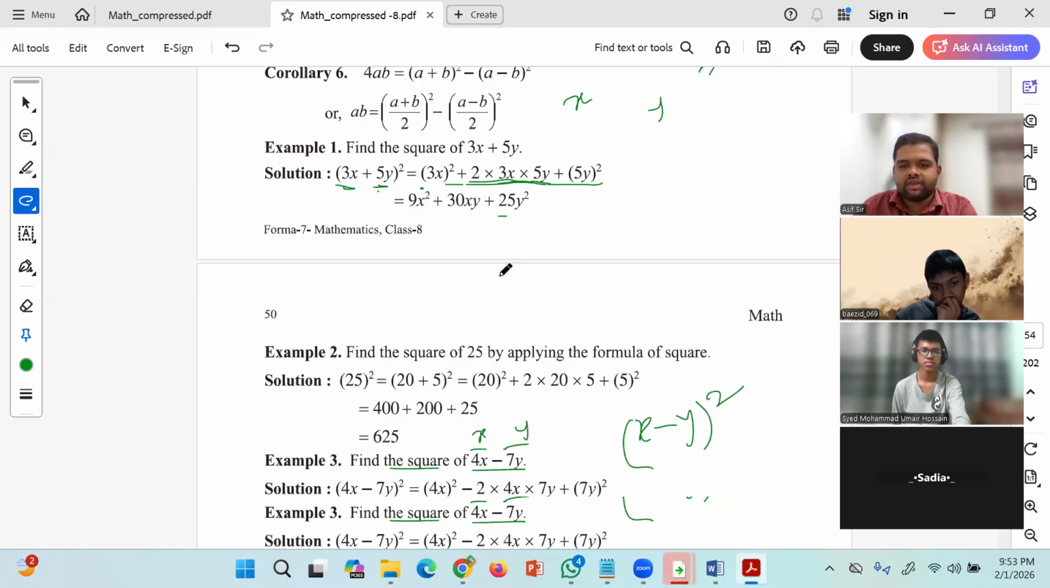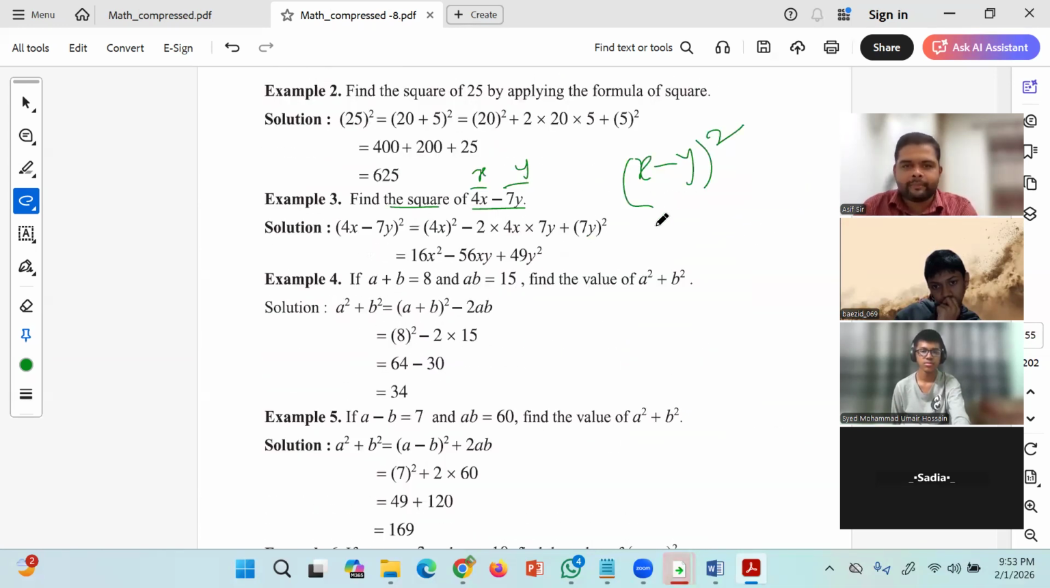Okay, now let's fit the formula inside this mathematical problem. So how can we write it? We know that x minus y whole square is equal to x square minus 2xy minus, it's minus. Remember that? It's minus. The main difference is here. In the x plus y formula, there was plus, but in x minus y whole square, the sign is minus. So x square minus 2xy, and the last symbol is plus y square.